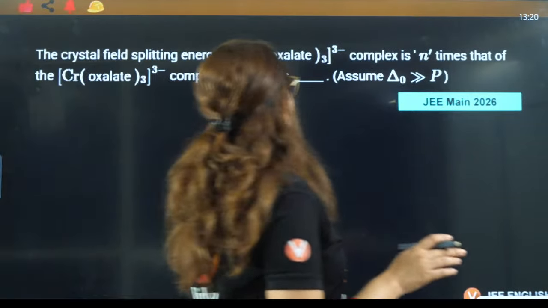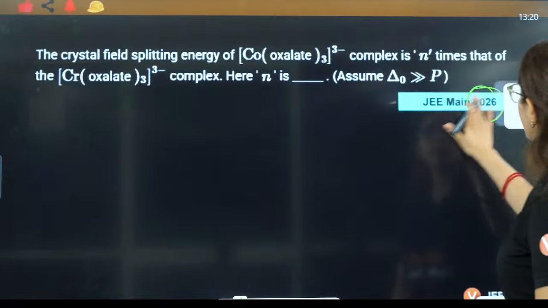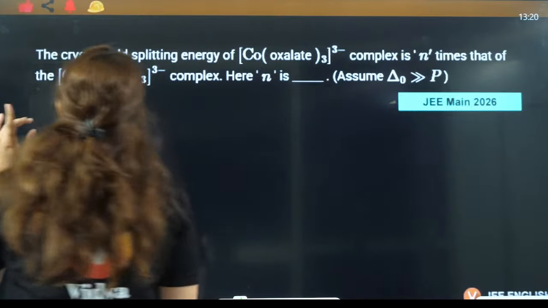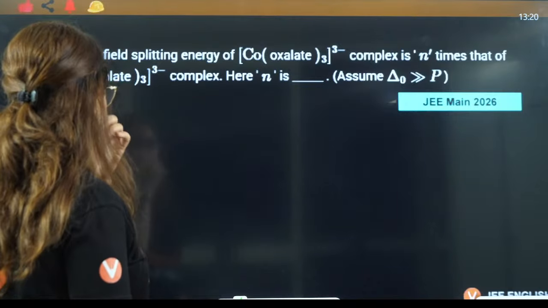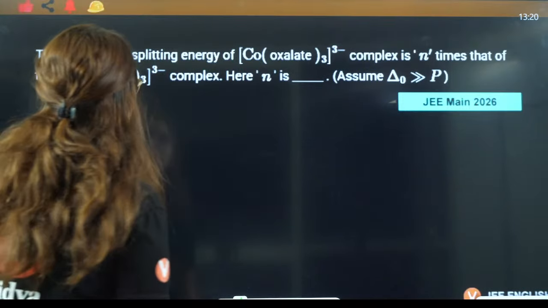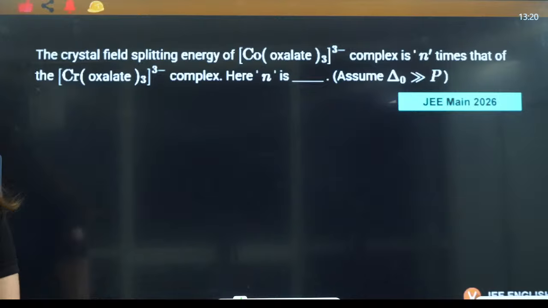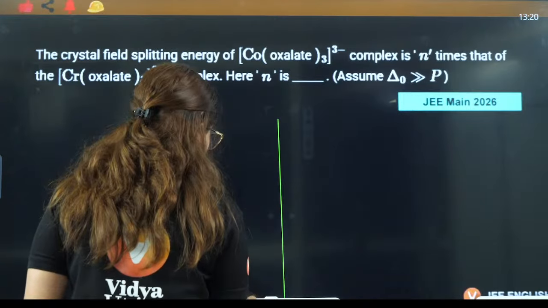Crystal field splitting of this complex. This is again a 2026 question, a new question we have. The crystal field splitting of this complex is n times that of this complex. N is what? Tell me, everyone. Here you will have to do the calculation. Let's see, then only you can compare.